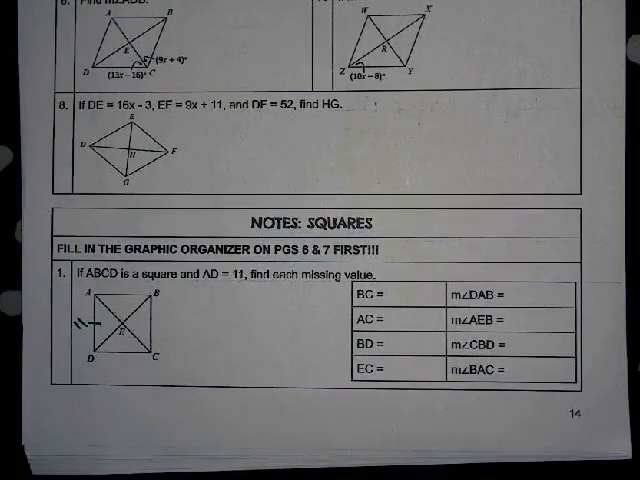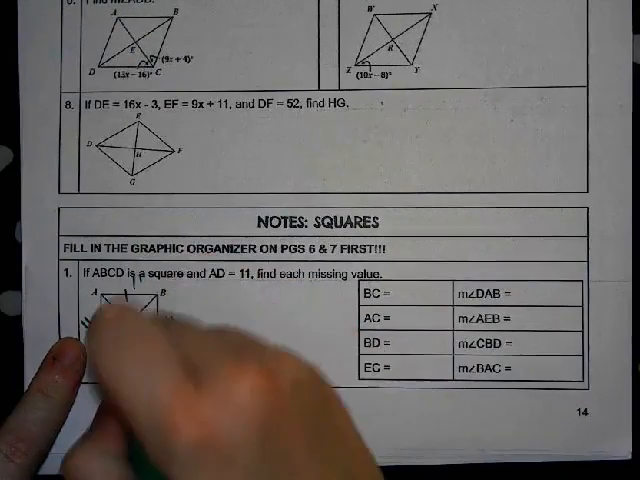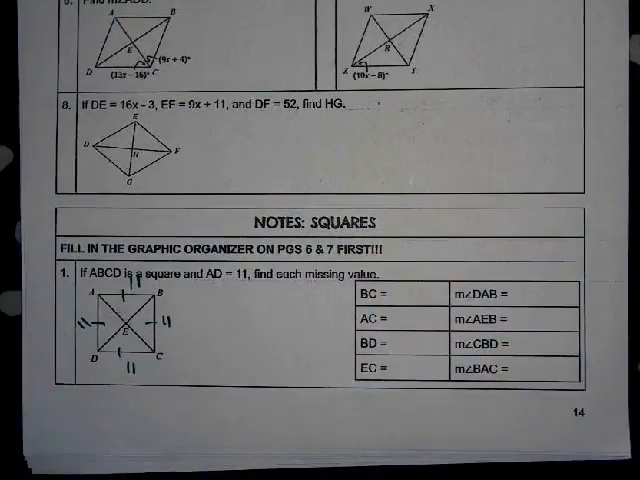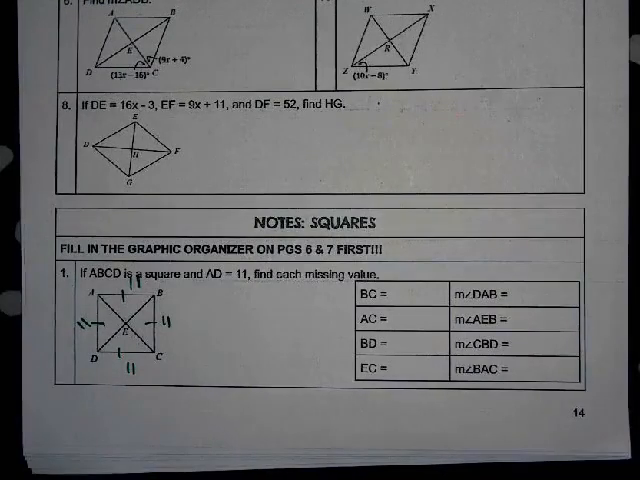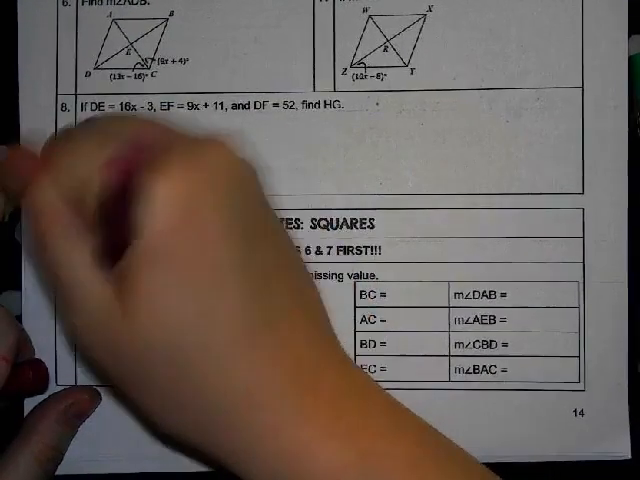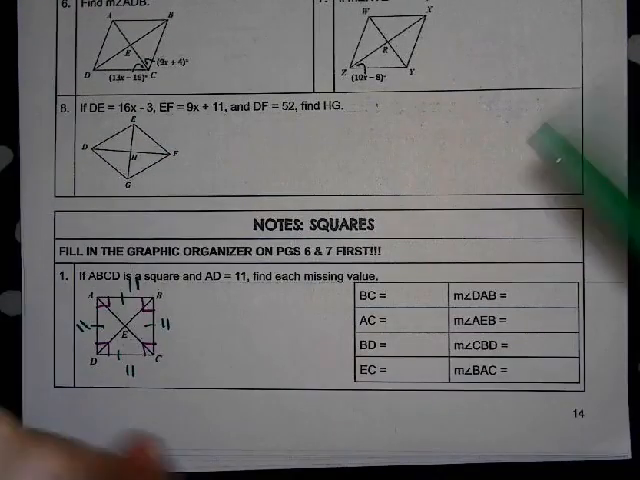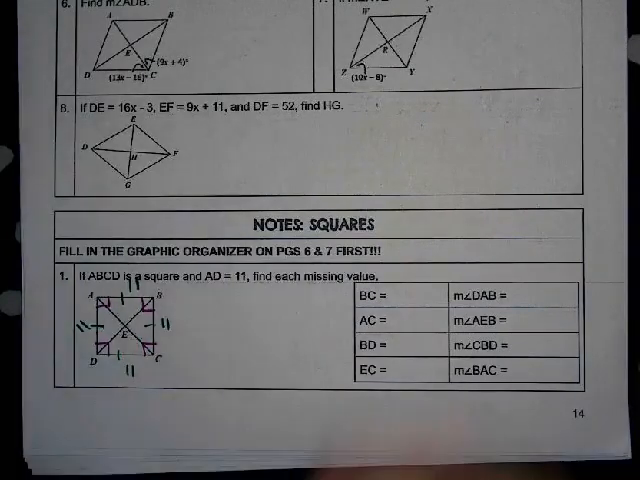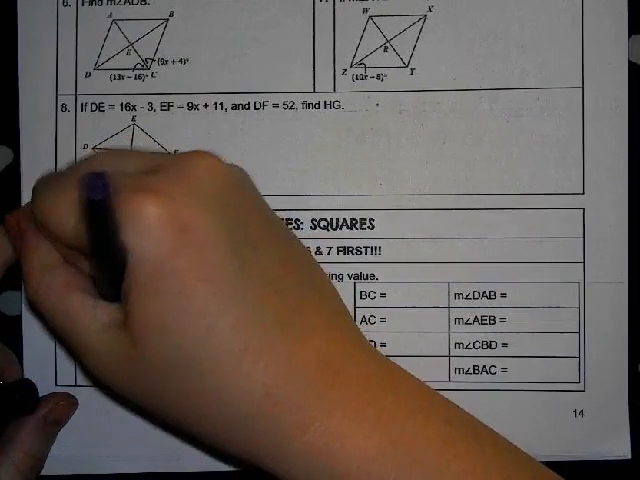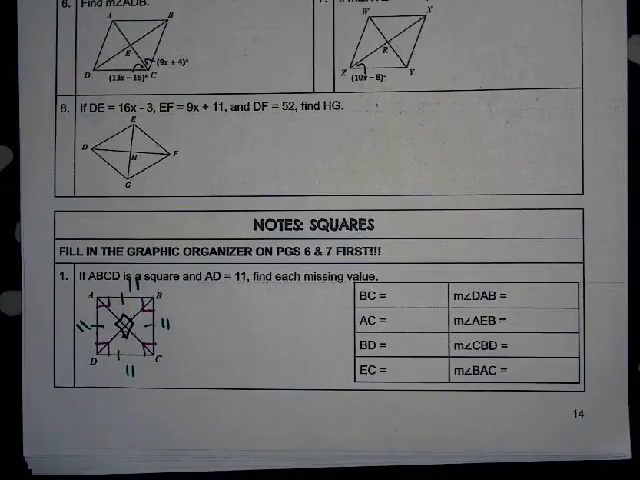Well, I'm going to go through and figure out what I know. I know if this is 11, all of these are also 11. It's a square. All four sides have to be the same. I also know that in these corner angles, they are going to equal 90. I also know that these inside angles, where my diagonals intersect, are perpendicular, which means they are 90-degree angles.